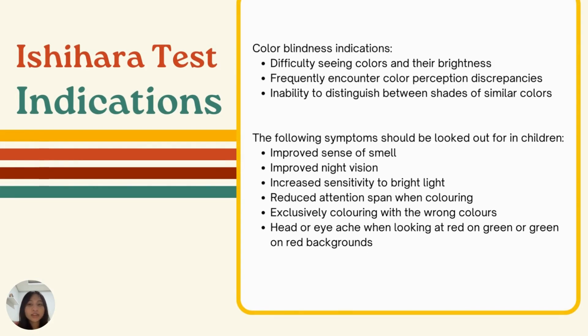So a colorblind test can be performed when you find indications of color blindness, such as difficulty seeing colors and their brightness, frequently encountering color perception discrepancies, and inability to distinguish between shades of similar colors. While the symptoms that should be looked out for in children include improved sense of smell, improved night vision, increased sensitivity to bright light, reduced attention span when coloring, exclusively coloring with the wrong colors, and head or eye ache when looking at red on green or green on red backgrounds.